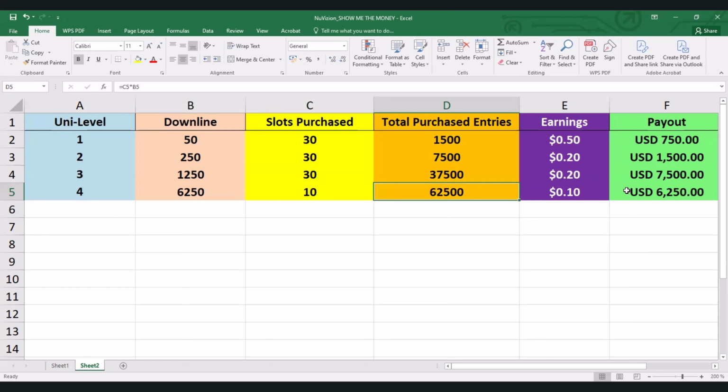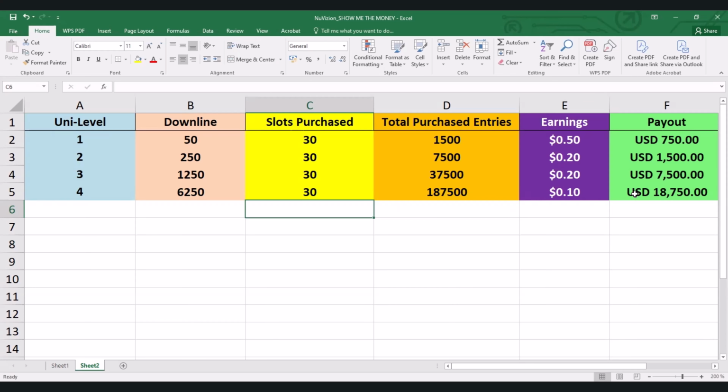$6,250. And that is what? Per cycle. So once again, if they are to cycle 3 times, we are talking about 187,500 entries purchased in his team volume multiplied by 10 cents. And that is $18,750. If we are to add all these amounts together, $18,750 plus $7,500 plus $1,500 plus $750, we are talking about $28,500 paid out to Leader Sensible in the Uni-Level network alone.